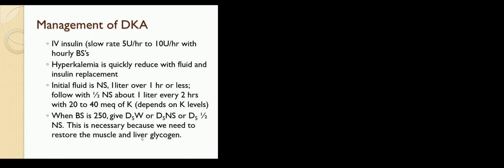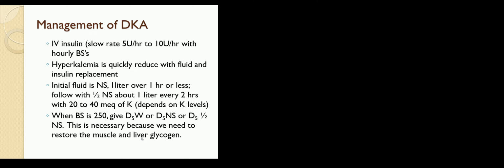Management of DKA. Well, insulin. Okay. Because what started this whole cascade of events? Lack of insulin, or too much glucose, as in steroids. And for the most part, usually it's lack of insulin. So they're going to start a drip of 5 units per hour, up to 10 units per hour, with hourly blood sugars to make sure they don't drop too quickly. Remember, hyperkalemia is quickly going to be reduced with your fluid and insulin replacement because you're going to dilute it down with the fluids that you're given, and the insulin's going to take that potassium back into that dehydrated cell, because then in the extracellular fluid compartment, the potassium level is going to go down as it's rehydrating the cells.